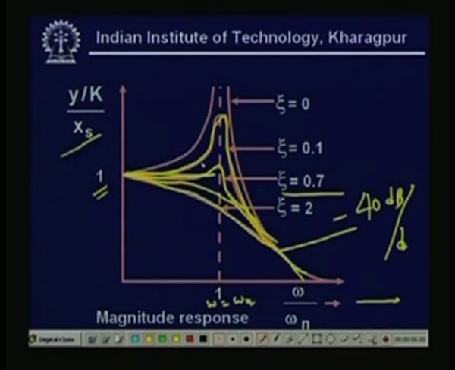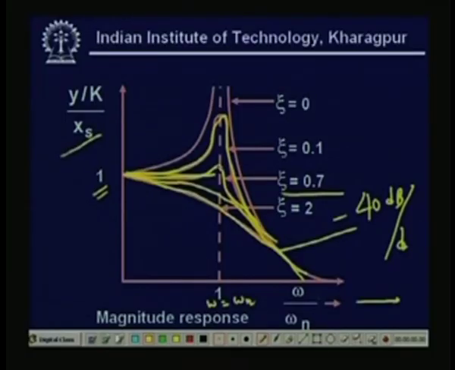We are not supposed to use it after omega n, because at omega n, if xi is 0.1, there is a large overshoot. In many instruments it is not allowed, and it may damage the instrument. So, if I know the omega n, I can limit the frequency range of my instrument. That is the reason we must discuss this point.